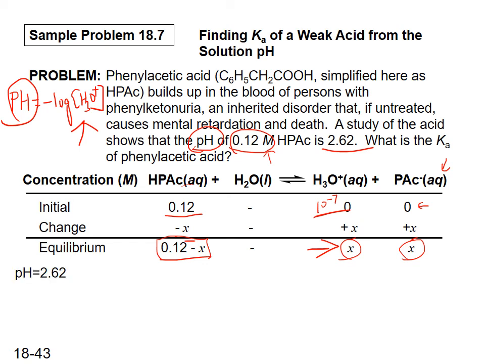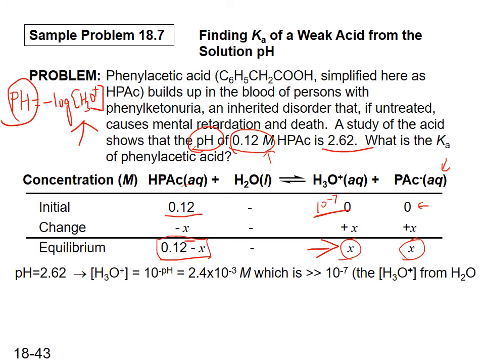So pH is 2.62, and therefore the hydronium ion concentration should be the anti-log. Because pH is the negative log, this is negative pH. So use your calculator, use the anti-log of this one. You should get 2.4 times 10 to the minus 3 molarity. So that's the hydronium ion concentration calculated from the pH value given. Now the table tells us this should equal X, and so we can let X equal this one.